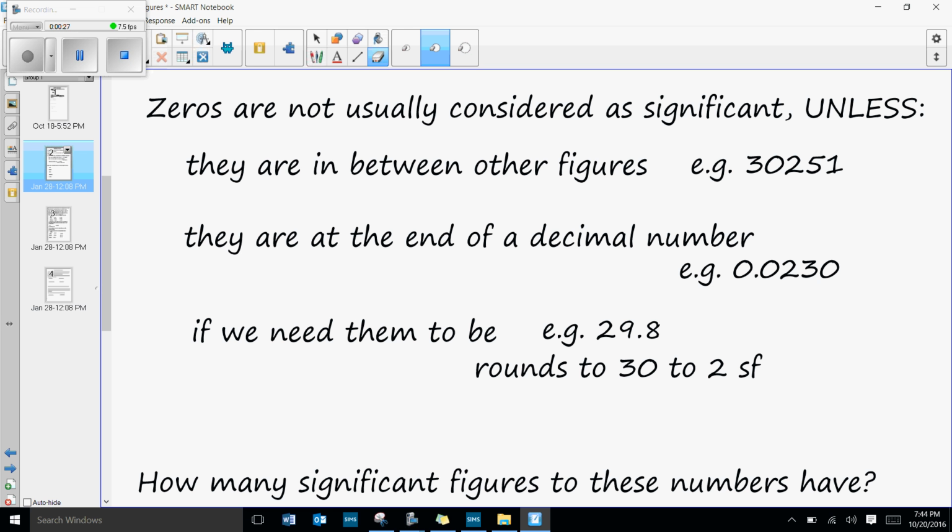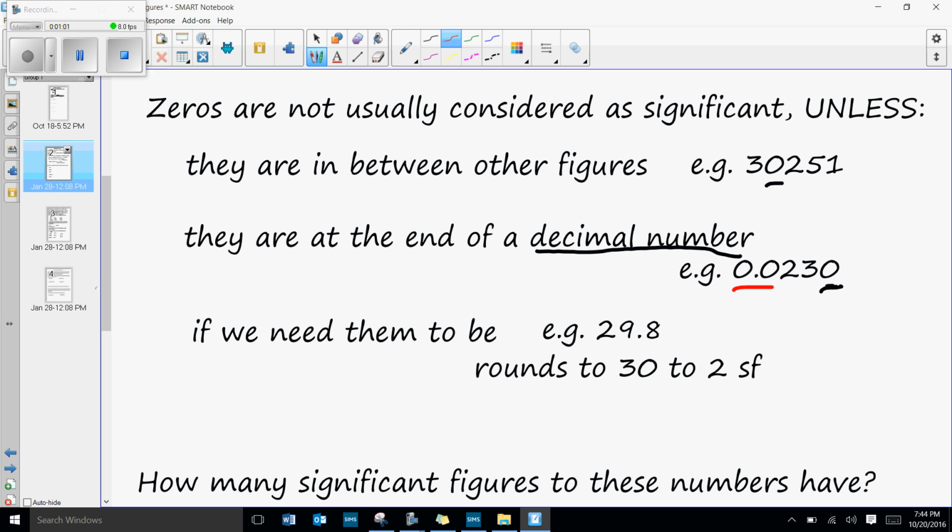So in the number 30,251, because this 0 is in between the 3 and the 2, it would be classed as significant. They're also classed as significant if they're at the end of a decimal number. So in this case, this 0 is classed as being significant. However, these two would not, because the number doesn't start until we have the 2.